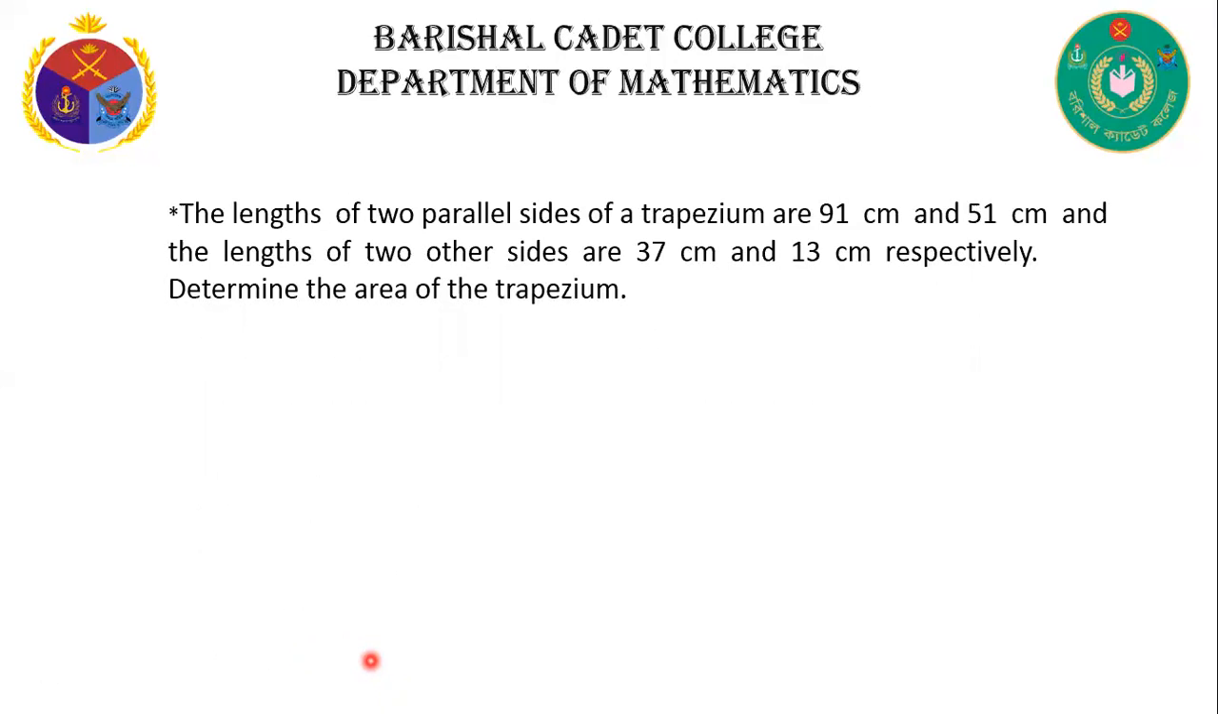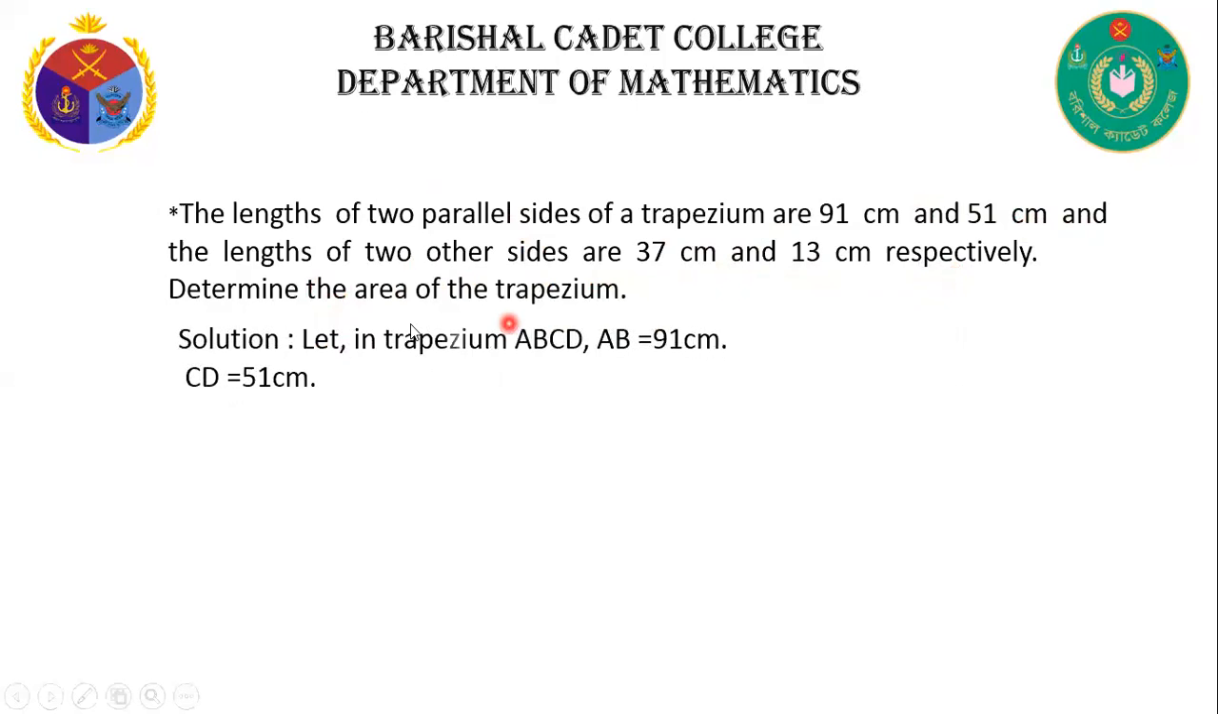Now first question. The length of two parallel sides of a trapezium are 91 centimeter and 51 centimeter, and the length of other two sides are 37 centimeter and 13 centimeter respectively. Determine the area of the trapezium. Now solution. Let a trapezium ABCD. Here ABCD is a trapezium, and here given AB is equal to 91 and CD is equal to 51.